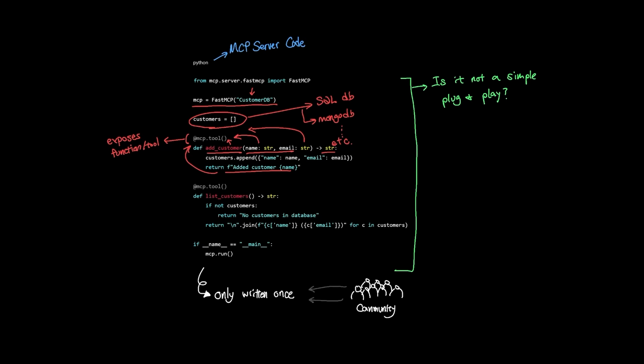In other words, a community of MCP developers might have written custom MCP servers for other popular tools like GitHub, GitLab, or SQL databases, and you can simply use them directly on your agent without having to write the code yourself. That's where the power of MCP really comes from.